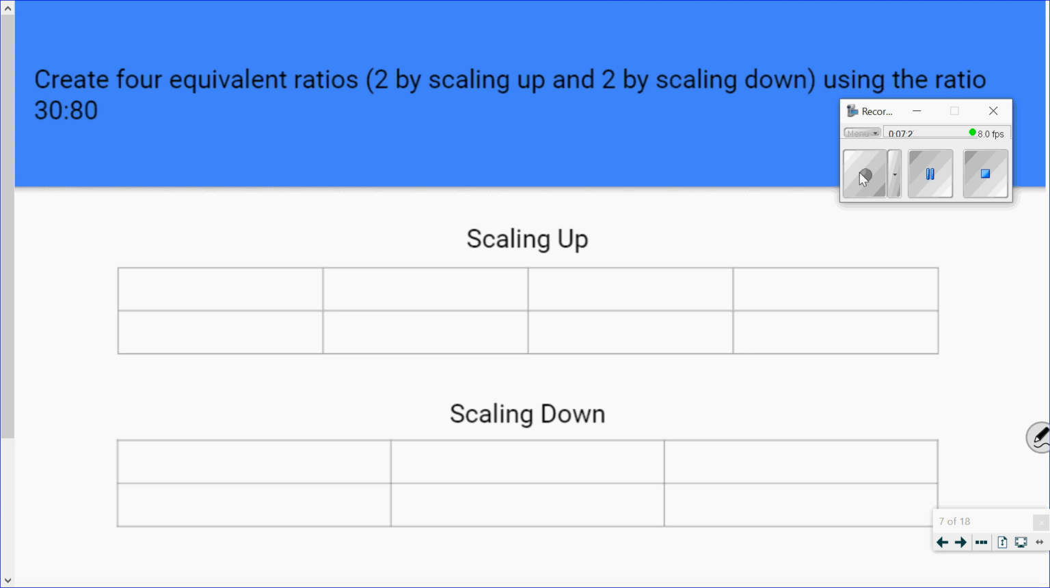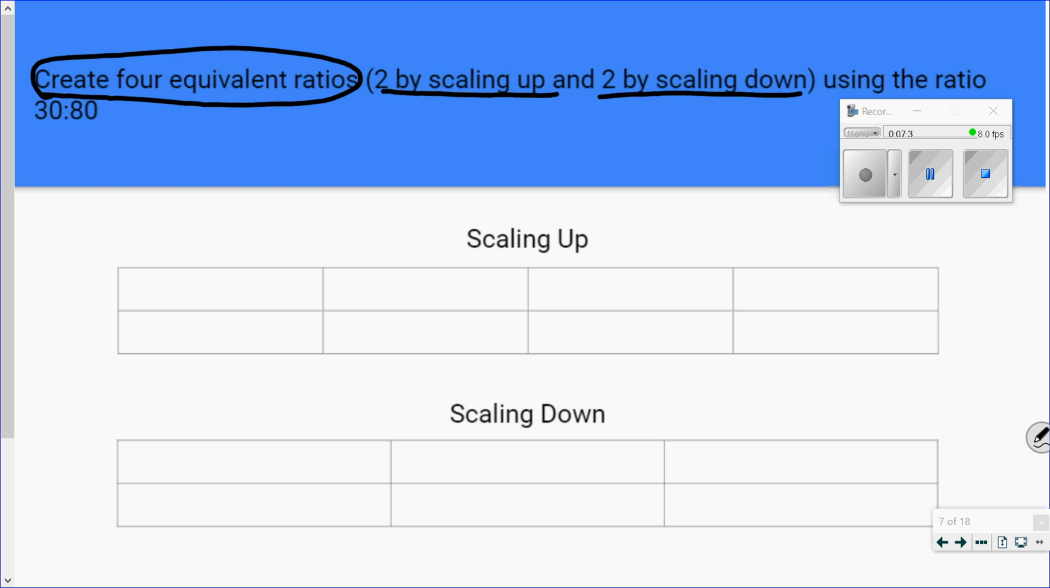Okay, on this one right here, we're going to create 4 equivalent ratios. 2 by scaling up and 2 by scaling down, using the ratio 30 to 80. So that's going to be our starting point. What do we do when we scale up? If we scale up, what are we doing?